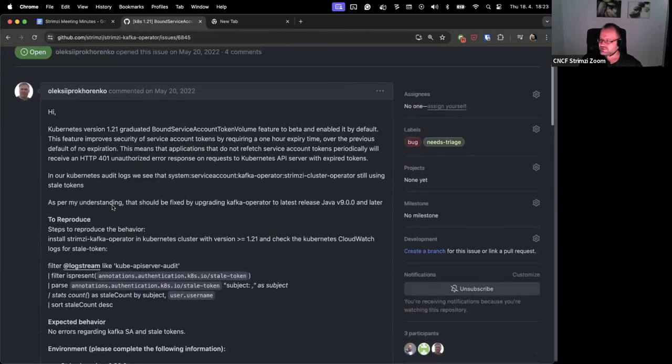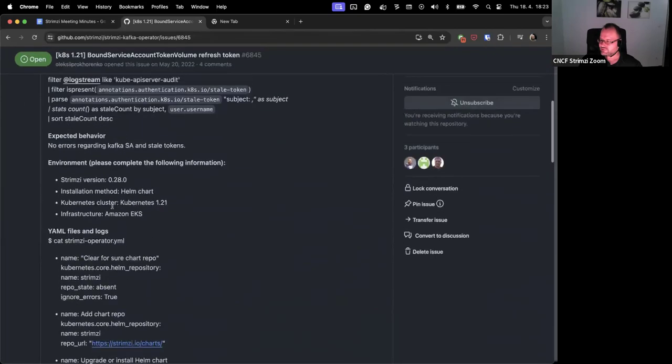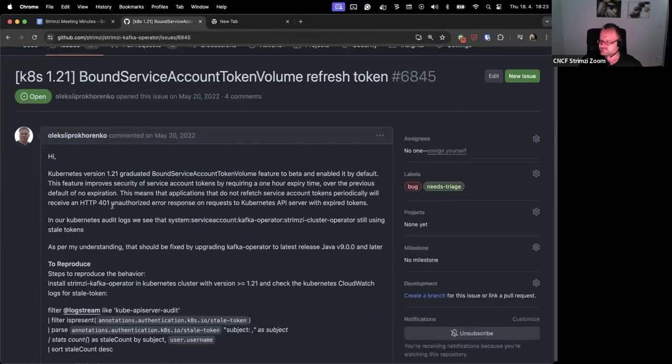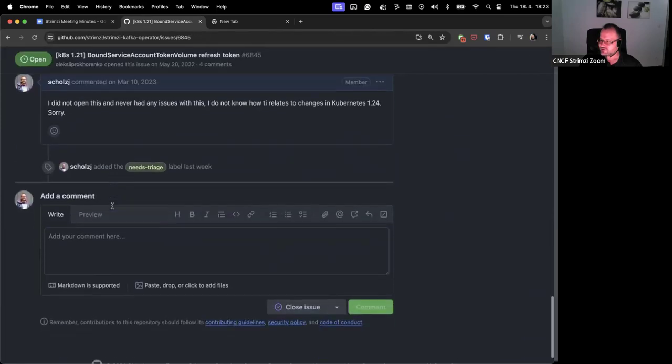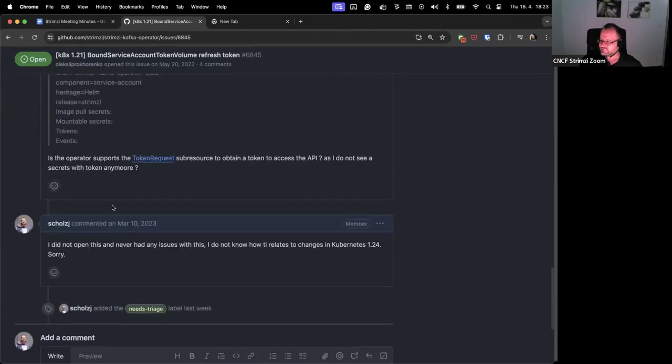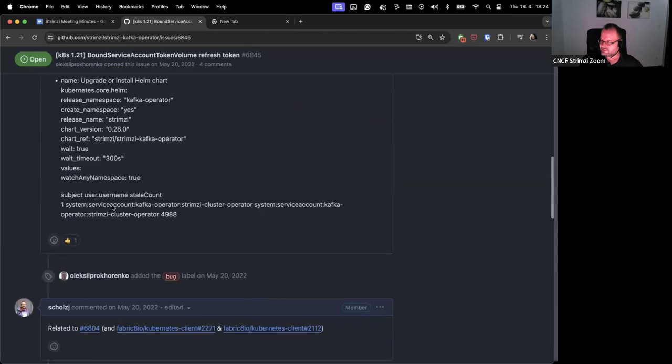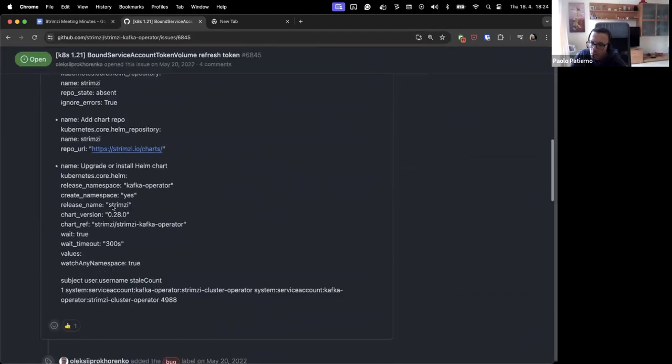This one is a two-year-old bug about some service token refreshing, which isn't really clear whether it is still an issue or not. To be honest, just close it.